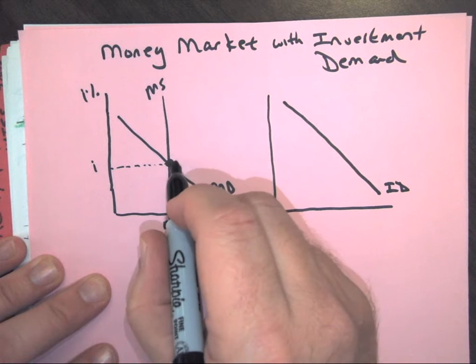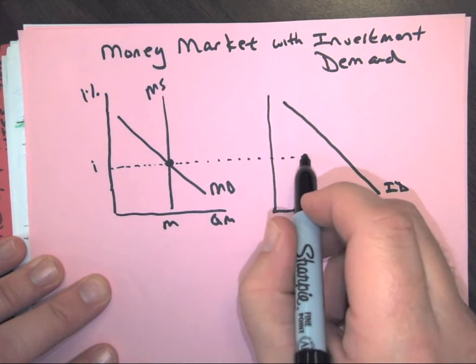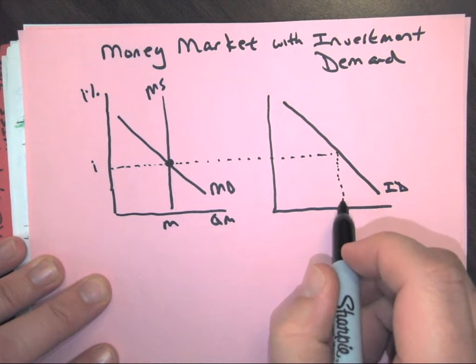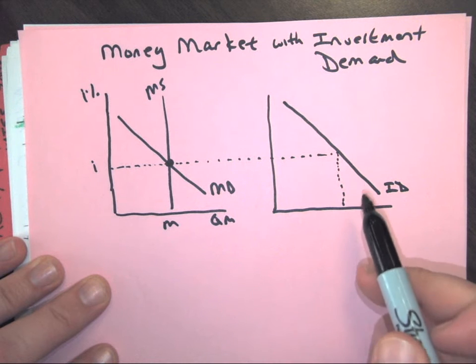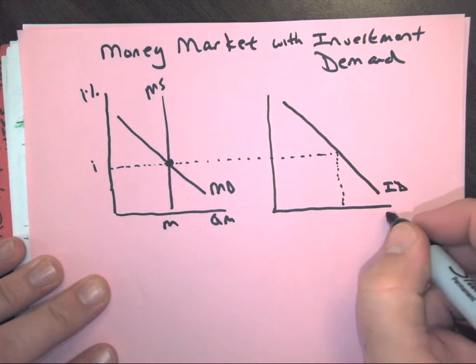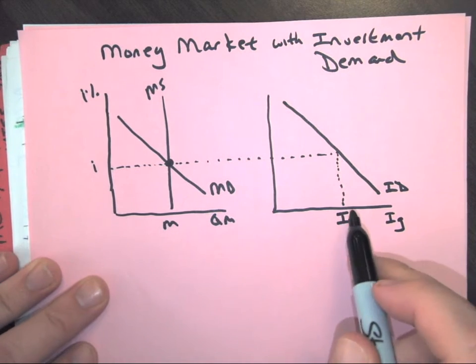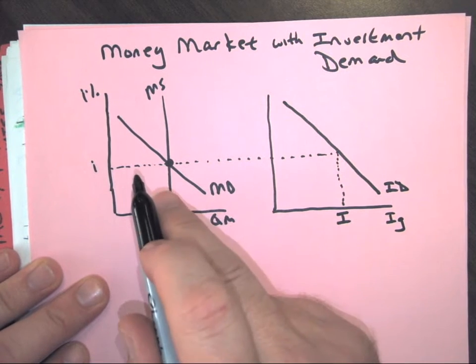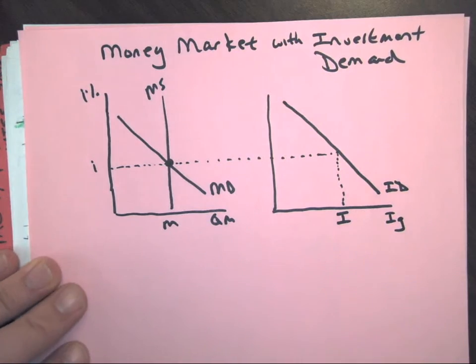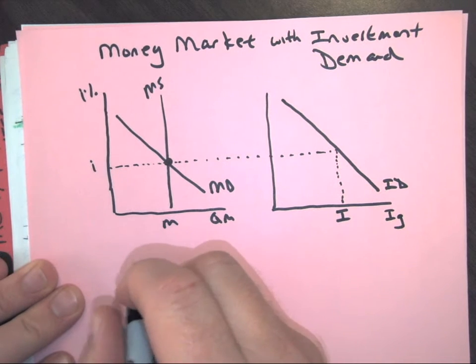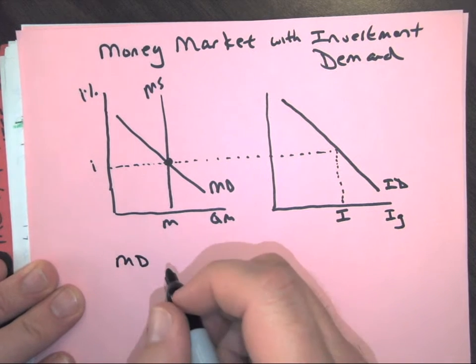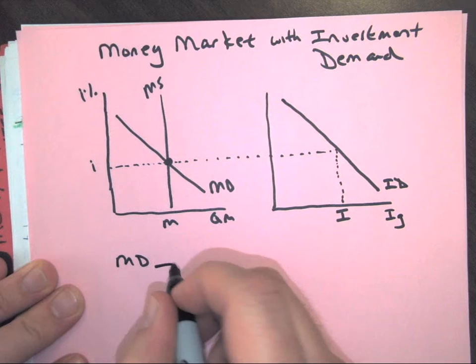So we're going to take this and bounce it off or reflect it off of the investment demand curve. So we have a certain level of investment at this nominal interest rate. Okay. Now in this particular case, what we'll look at is money demand and what it's going to do.